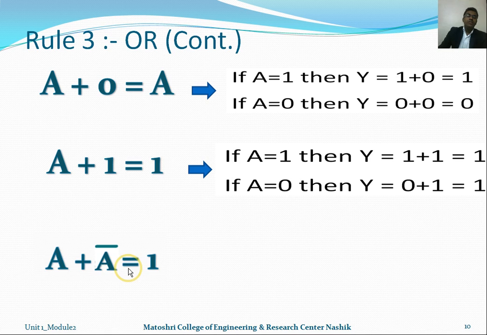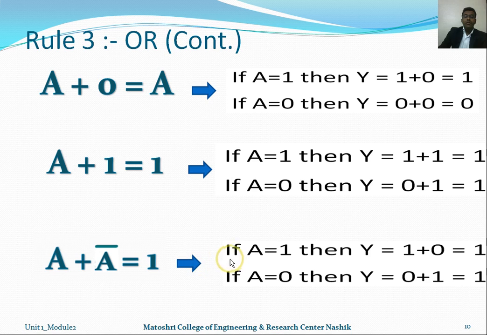A OR with A complement always gives 1. Why? Because if the A value is 0, then A complement becomes 1. If the A value is 1, then A complement becomes 0. That means there is always 1 and 0, or 0 and 1 respectively, and hence we generate the output as 1.